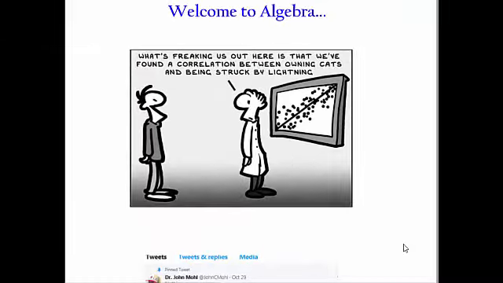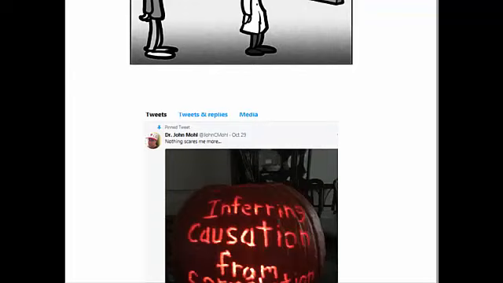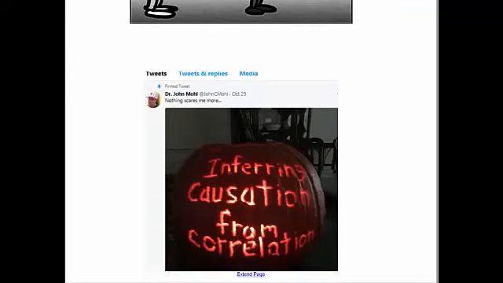Welcome to algebra. We're going to start our day keeping with our theme of scatter plots and correlation. What's freaking us out here is that we found a correlation between owning cats and being struck by lightning. Good thing I don't own a cat. And down below, someone tweeted, "Nothing scares me more than inferring causation from correlation."